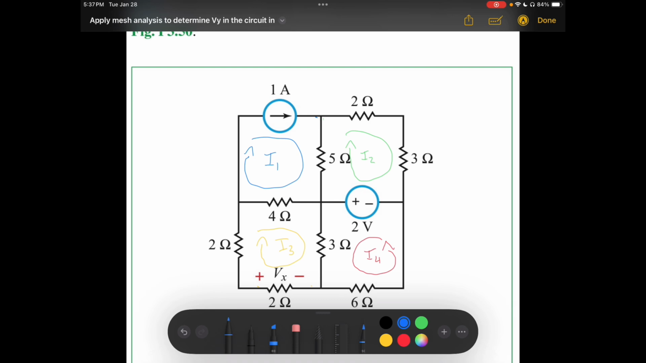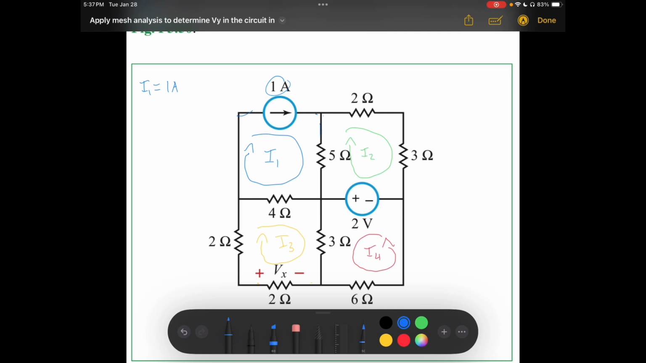So we have 4 unknowns, and the goal here is to make a system of 4 equations that you can solve with a 4x4 matrix. Except I1, we can make this a bit easier, because I1 is given to us. It's 1 amp. So all 4 of the sides that I1 touches have a 1 amp current going through them.